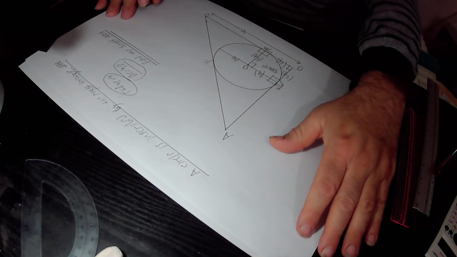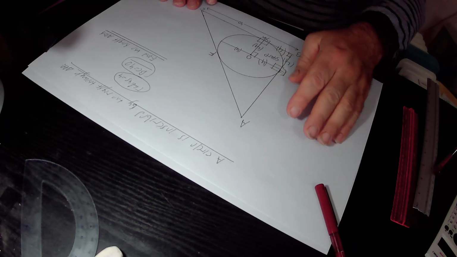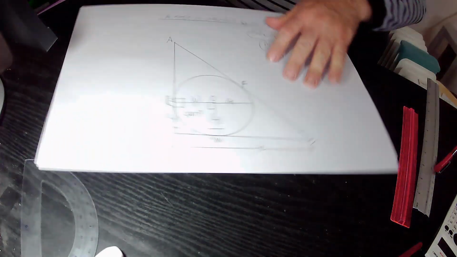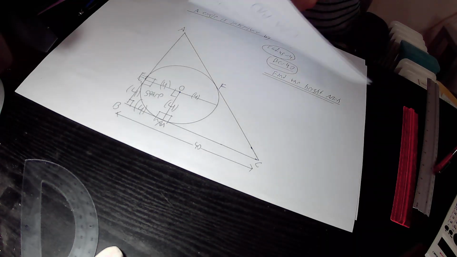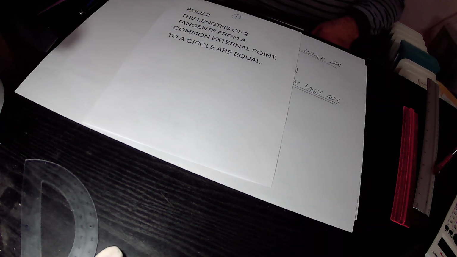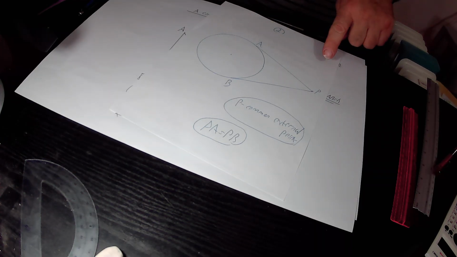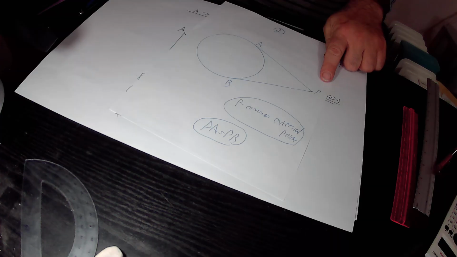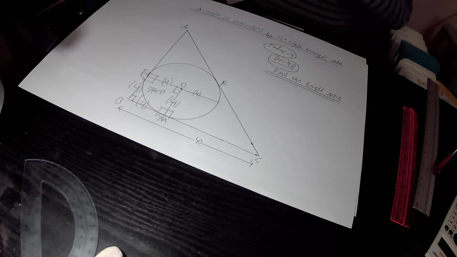Here we can implement rule 2. According to rule 2, the lengths of two tangents from a common external point to a circle are equal. So in the drawing we have a circle. This is the common external point, point P. From this point P, we have two tangents to this circle, tangent PA and tangent PB. And according to this rule, the two are equal to each other. That is to say, PA equals PB. So we can actually implement rule 2 in our drawing.